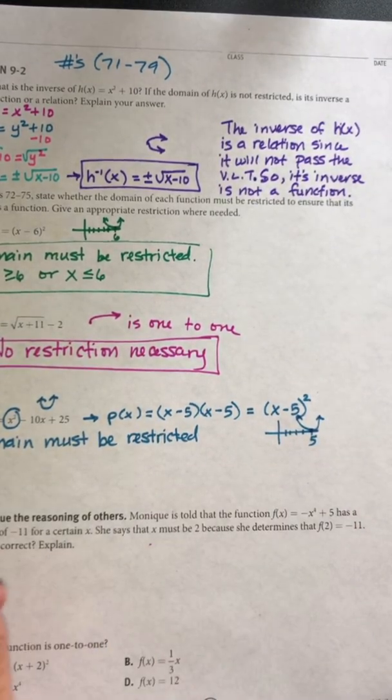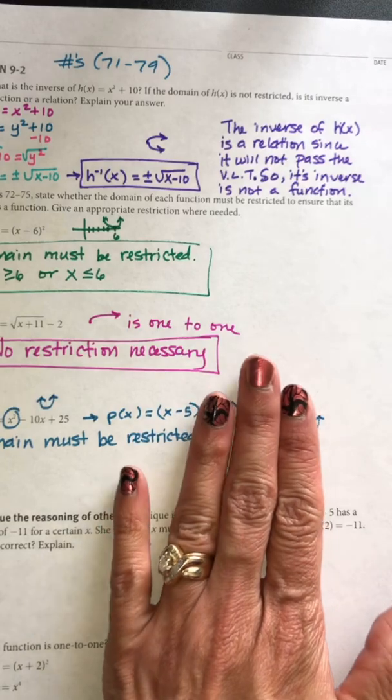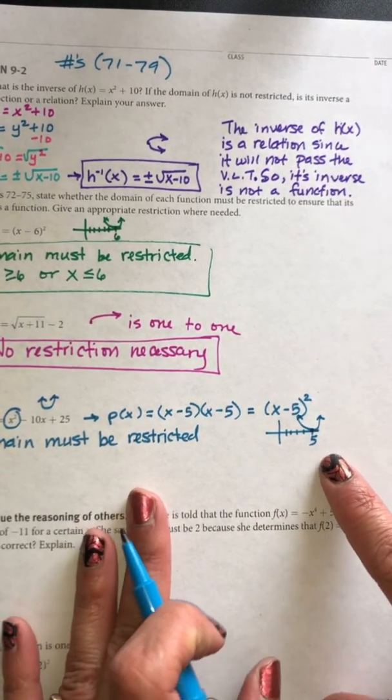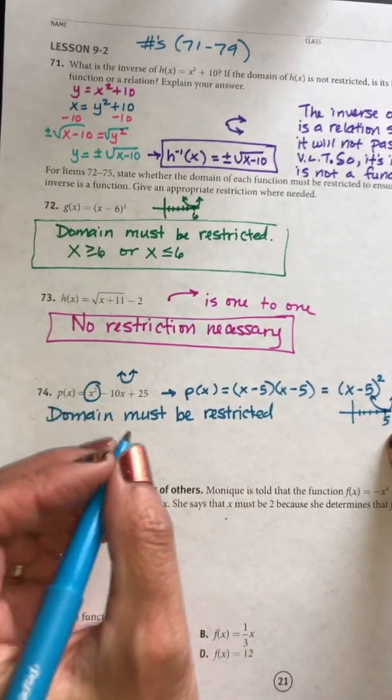Okay, so to restrict the domain, we either have to chop off the negative side or the positive side. So x has to be greater than or equal to 5 or less than or equal to 5.